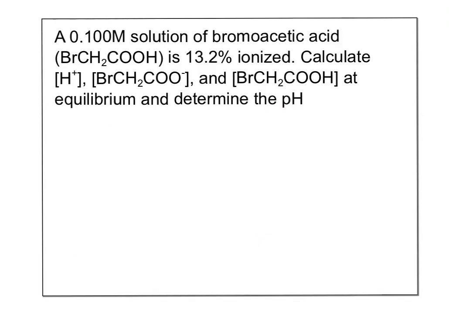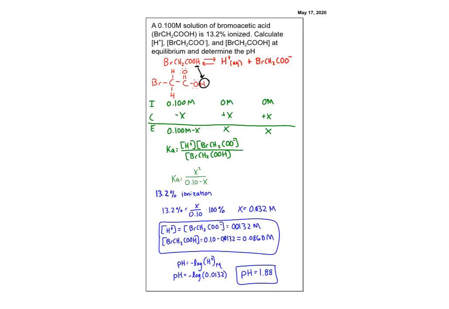All right, this is the very last problem. So I want you to figure out if we have a 0.1 molar solution of bromoacetic acid. There's that acidic H plus on the end of this guy right there. And it's 13.2% ionized. Find the equilibrium concentrations and the pH. So pause the video. If you can do this one, you are a rock star. Pause it, and I'll put the answer up in 3, 2, 1.